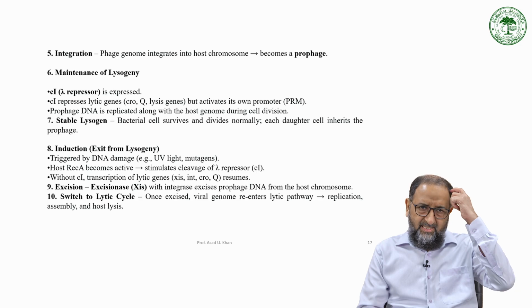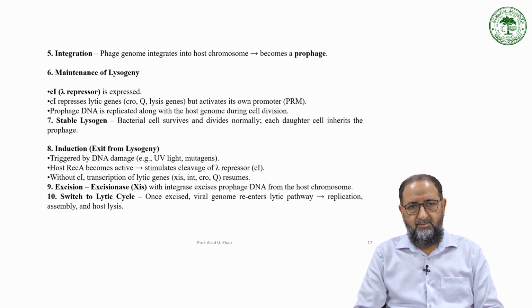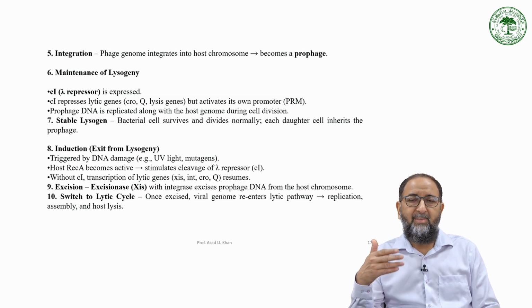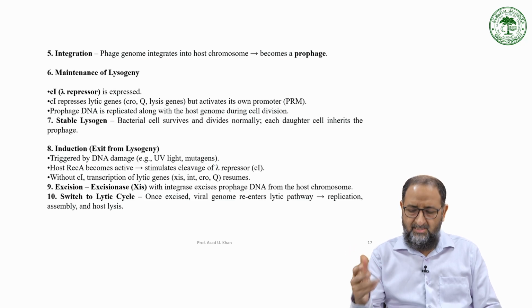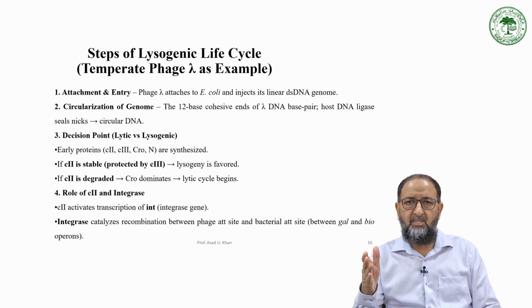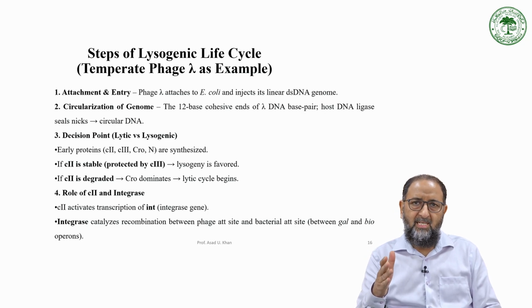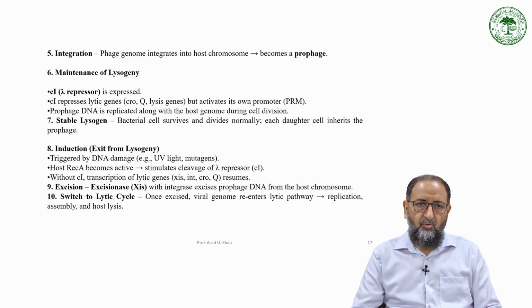Now, what is integration? Integration is when the phage genome is integrated into the host genome, and then it becomes a prophage, and it maintains the lysogeny. Now, how is the lysogeny maintained? What is the process of maintenance of the lysogeny? As I told you in the earlier slide, the C2, C3 and CRO proteins are involved in maintaining the lysogeny or in induction of the lytic cycle. So how does it work?